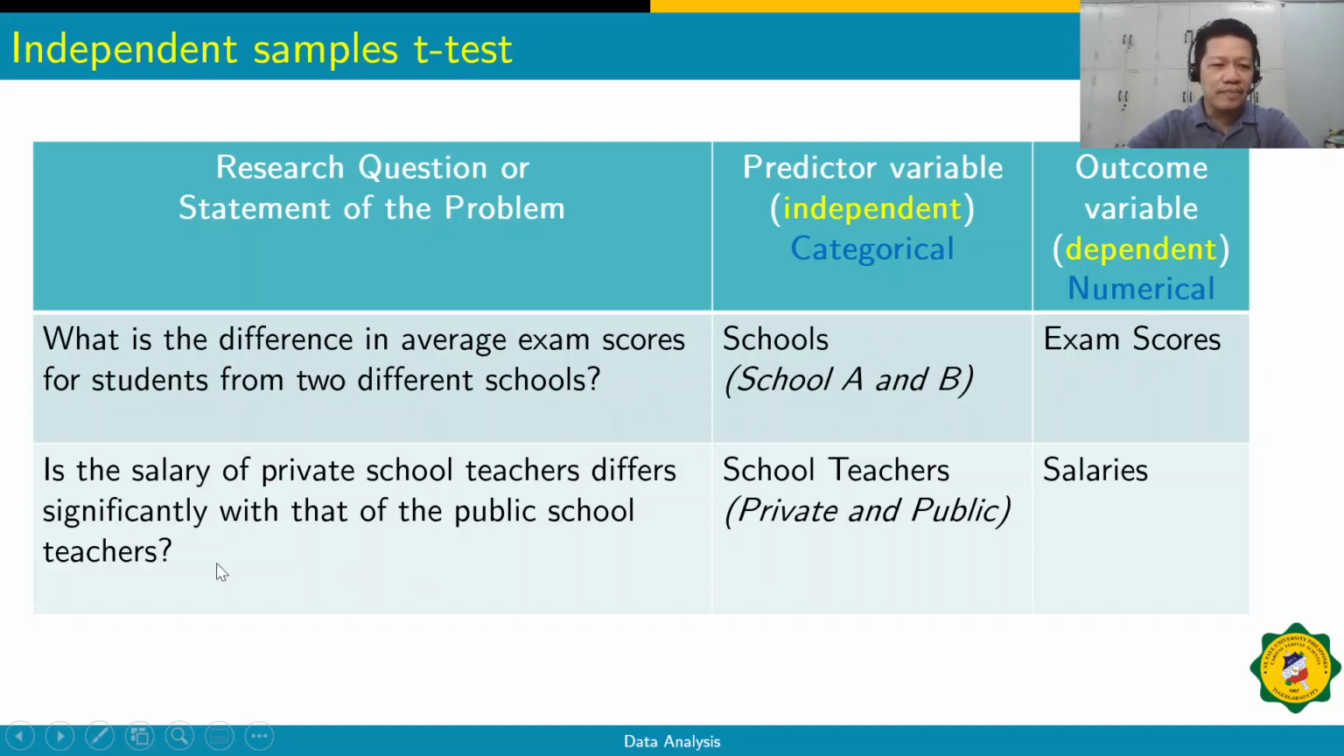The next one is, the salary of private school teachers differs significantly with that of the public school teachers. So our independent is categorical. These are the school teachers from the private and public, so there are two different groups. And the dependent variable is numerical. We are comparing the salaries of the two groups. So you can use independent sample t-test.